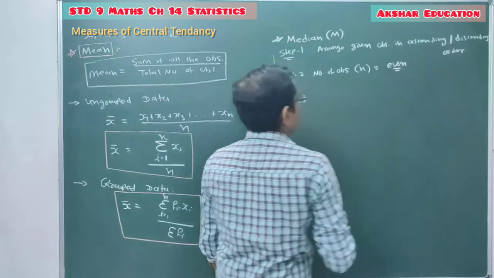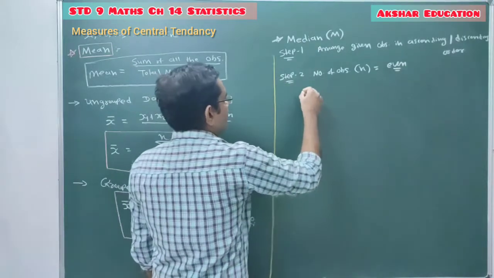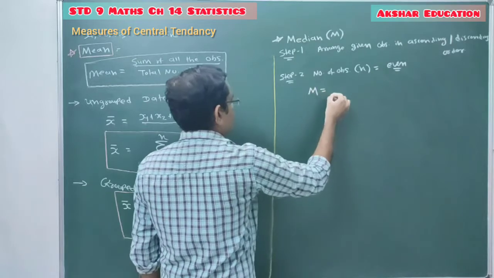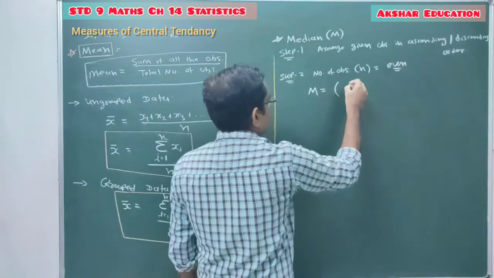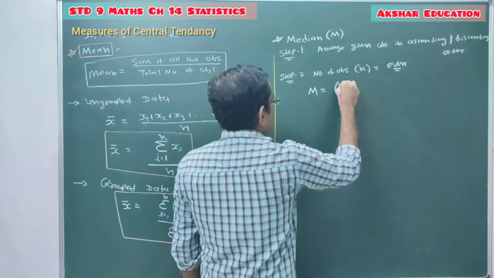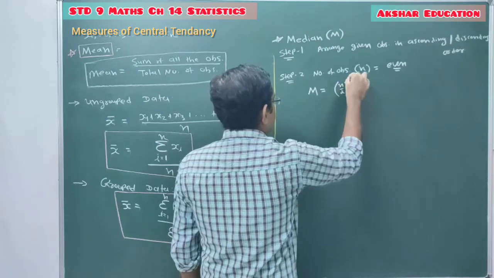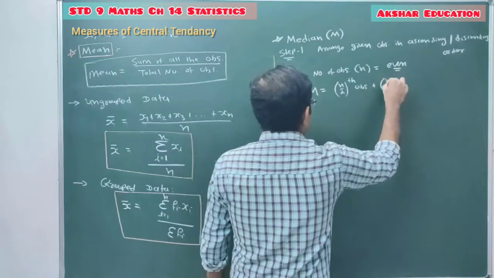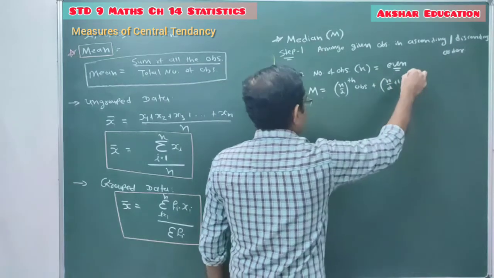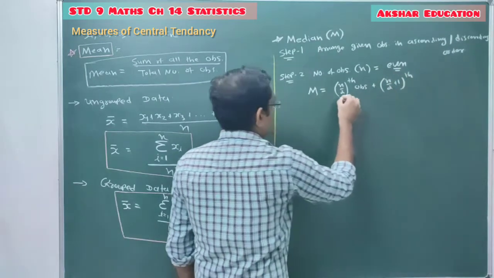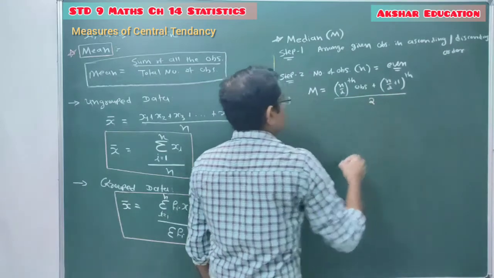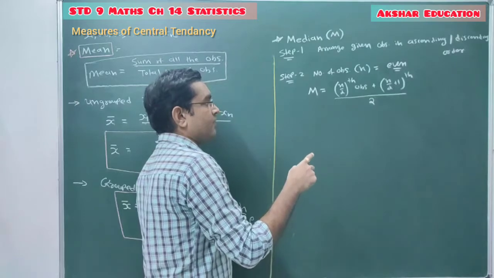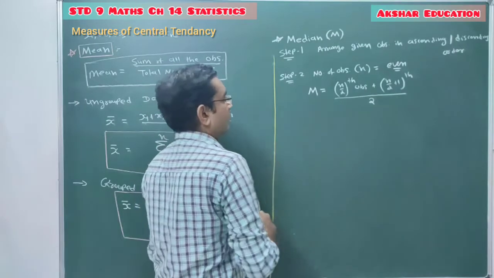then the formula to find the median, for even number, is the n by 2th observation plus the n by 2 plus 1th observation, whole divided by 2. It's the mean of the n by 2th observation and the n by 2 plus 1th observation, that is the median.